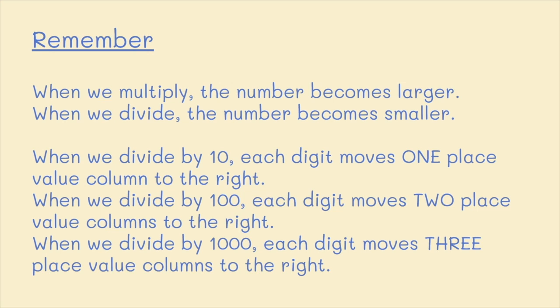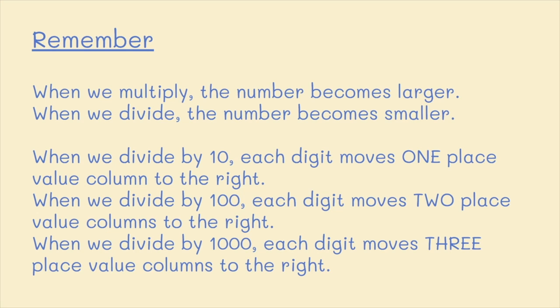So remember, when we multiply, the number becomes larger. And as someone pointed out the other day, this is only when we multiply by a whole number. It's a different story when we have fractions and decimals. So that should really say when we multiply by a whole number, the number becomes larger. When we divide by a whole number, the number becomes smaller.